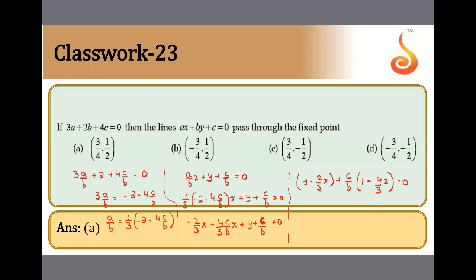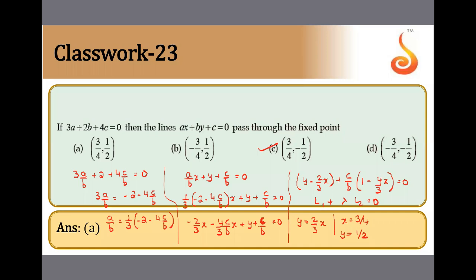So it is in the form of L1 plus lambda times L2 is equal to 0. So we get y equal to 2 by 3 x, this one, y minus 2 by 3 x equal to 0. And this will give you x equal to 3 by 4. If x equal to 3 by 4, if you substitute, y will give you 1 by 2. So which option? Option C is correct.